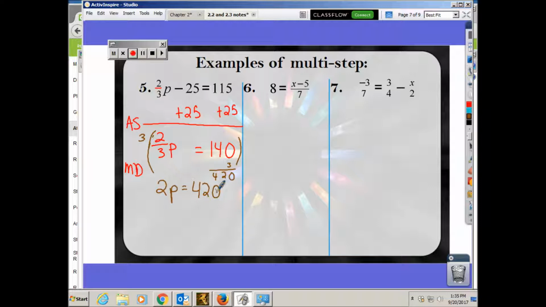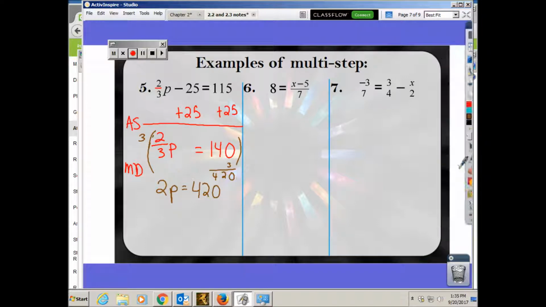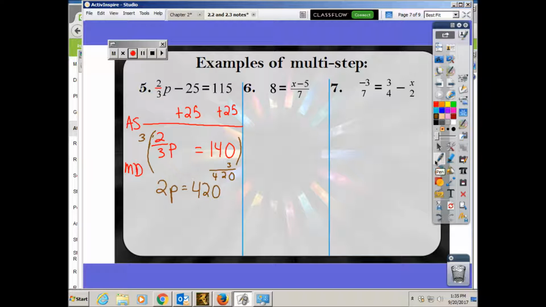Okay? So, as far as work goes, you should have the original problem, you should have the addition subtraction. In this case, because we're clearing the fraction, you need this. Now, if 2p is equal to 420, how am I going to get rid of that 2? Divided by 2, both sides.